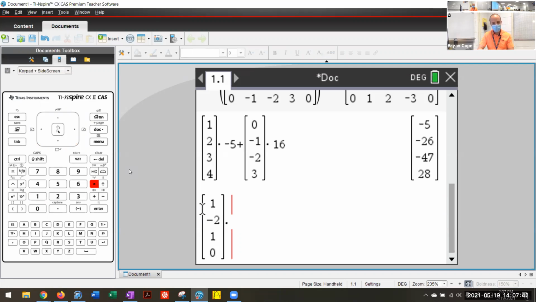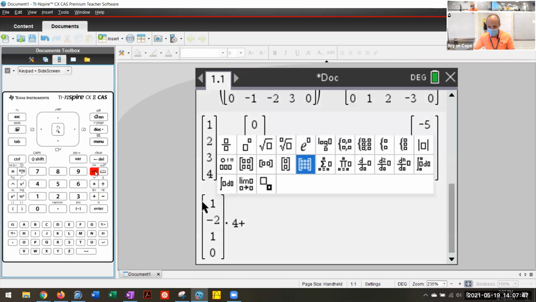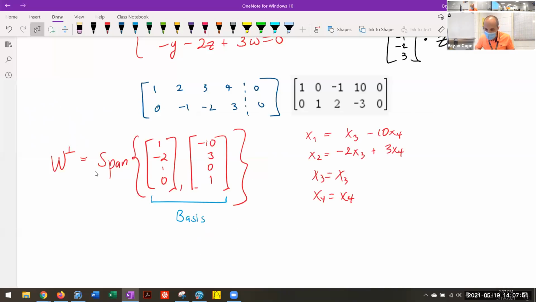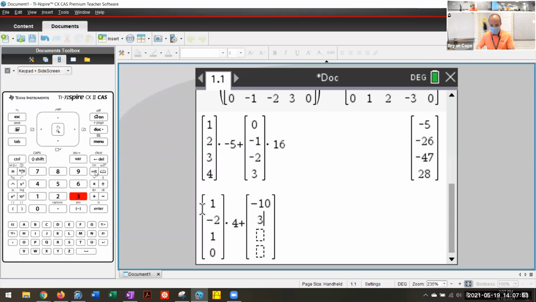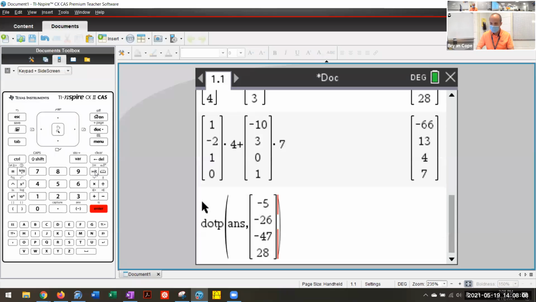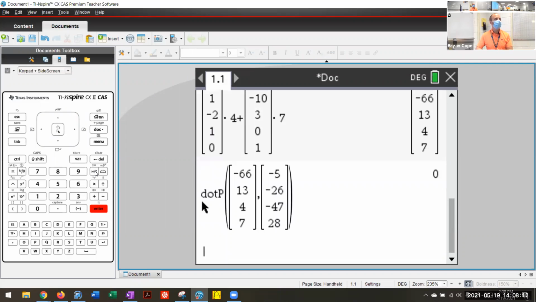What's your favorite number? 4. And then we'll multiply the other basis vector, which is -10, 3, 0, 1. What's your favorite number? 7. There we go. All right, so my claim is that those two vectors should be orthogonal to each other. So the dot product of the answer and the thing up above should be 0. Let's pray. No prayer needed, it works.